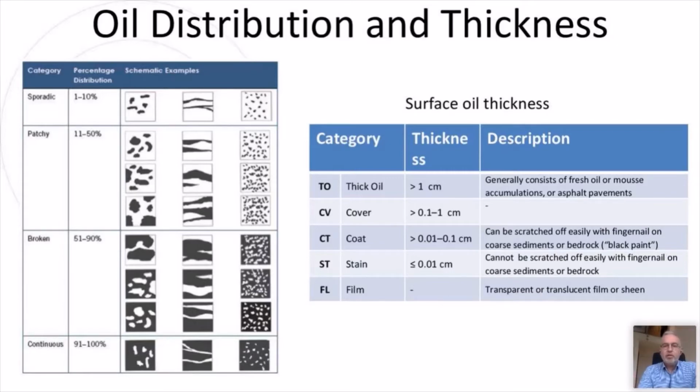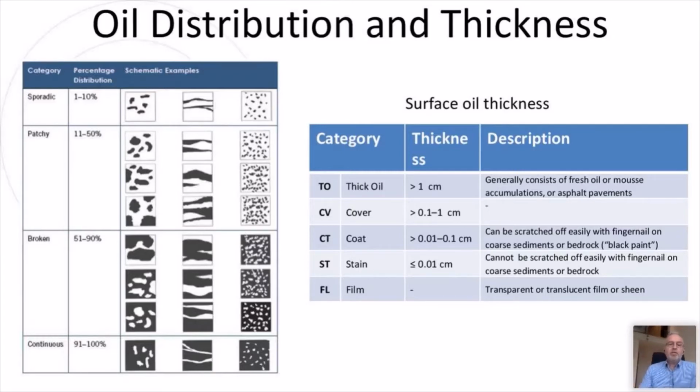And the other element to this is the oil thickness, which will help us evaluate the volume as well. What is interesting in the table on the right is an example of the standard terminology that is used during SCAT. You see TO, CV, CT, ST, which are all codes that refer to specific oil thickness. CV is cover, and for someone trained in SCAT it means oil thickness between 0.1 and 1 centimeter. So it gives you a good idea of the thickness of oil on the shoreline.